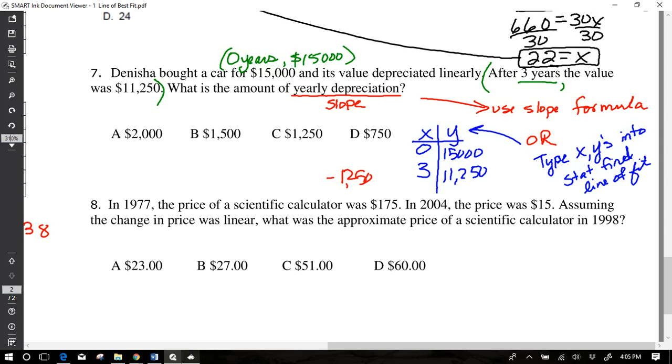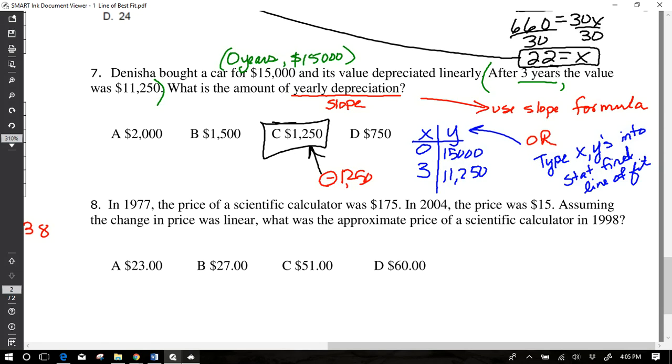So what's the amount of yearly depreciation? Well, their word depreciation is already accounting for the fact that it's negative. So we just need to choose the number that matches, and that is C. Okay, awesome.